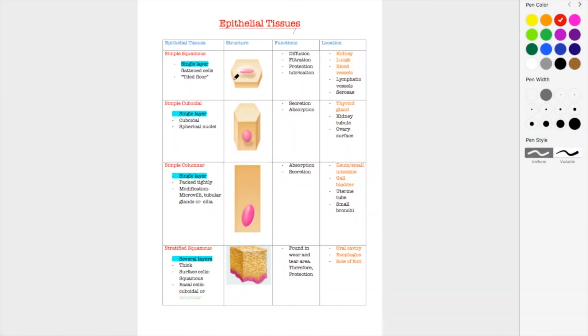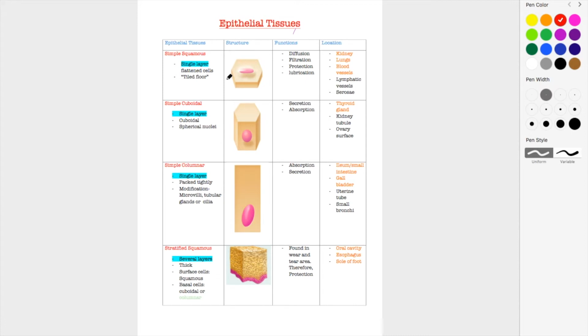Hello once again, guys. This is another lecture about epithelial tissues. In the last lectures, we talked about the characteristics of epithelial tissues and the way they are subdivided, based on the layers and based on the shape. Now, in today's lecture, we can talk about types of epithelial tissues.